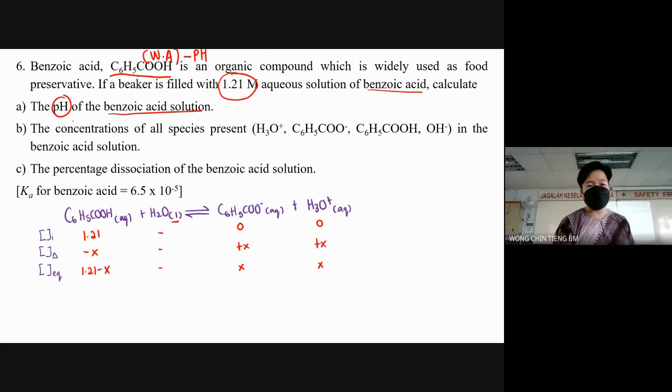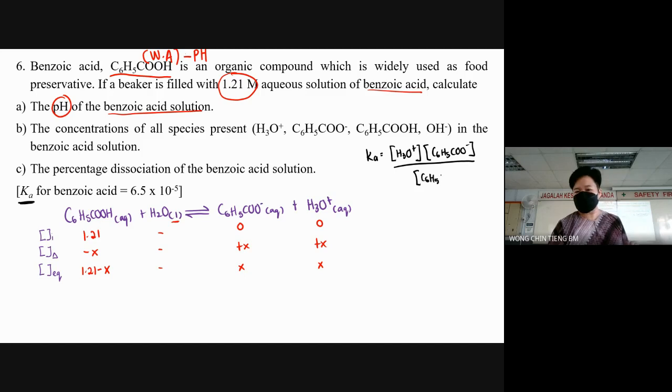Alright, take away KA. The question already gives KA, which is good enough. So write the formula of the KA. The KA equals the product over the reactant, same as KC and KP, exactly the same. Concentration of the product, since I'm using H3O+, so we stick with H3O+. Then COO minus concentration, over the concentration of your weak acid. Okay, correct. Easy. Only one condition: the equation must be correct. That's the condition.